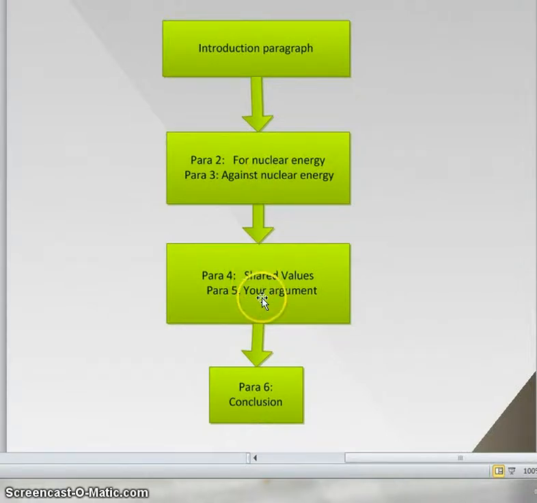And then you write your argument that even though both sides agree that America needs to have less dependence on foreign oil, the way to go about to do this is not to build more nuclear plants, but to do something else. So then you would put in your argument, and then your conclusion would then summarize the entire essay.